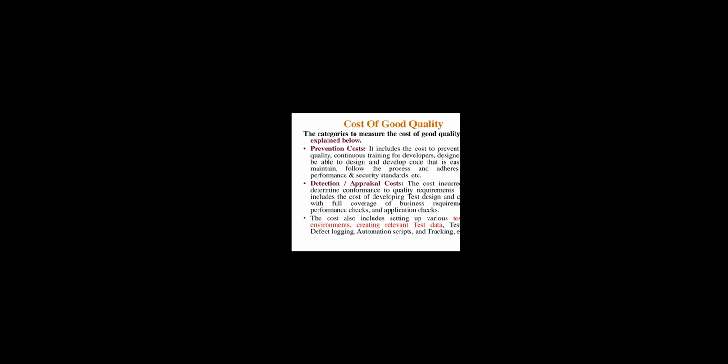So any doubt? So the cost of quality is categorized into two types. One is cost of good software quality and cost of poor software quality. Cost of good software quality is categorized into prevention cost and detection and appraisal cost. Prevention cost is the money which we are spending for designing the test cases, test plans, giving training to the testing team, and following the security standards, checking the performance parameters. That cost is called prevention cost.